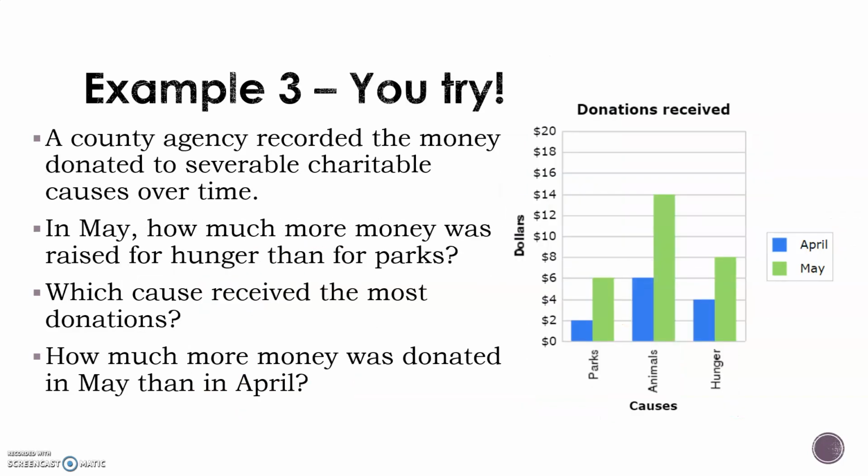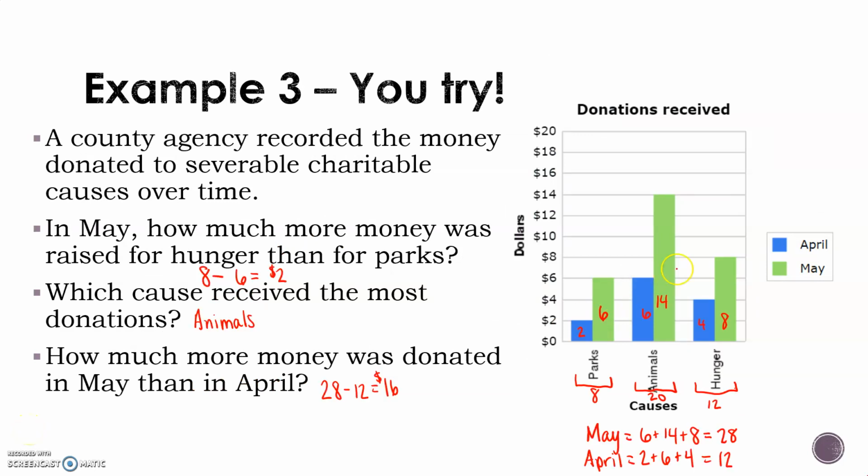All right, try this one on your own and then come back and check your answers. All right, so I filled in some work over here. I labeled my bars with how much money was raised for each cause. You see that it's being broken down by month. Make sure you're reading very carefully. You can look oftentimes at the title and then at the legend, and that can really help, but also read that intro. So in May, how much more money was raised for hunger than for parks?